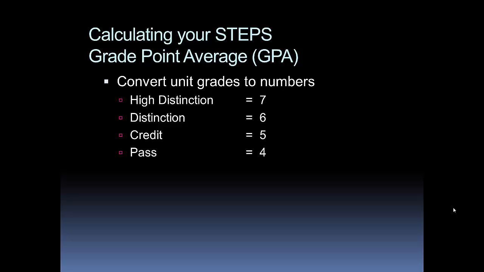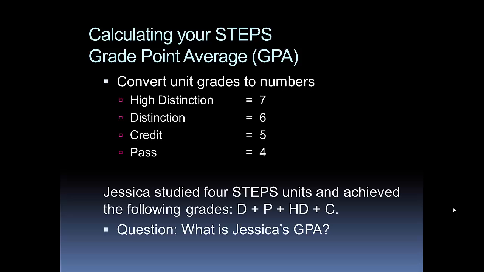All right, so calculating your STEPS GPA. Now, the calculation for GPA in STEPS, because each of the courses are weighted equally, there's a fairly simple calculation that we can do. When you complete a unit, you'll get a grade, and then that grade can then be converted to a number. So a high distinction is worth 7 points, a distinction 6, a credit 5, and a pass 4.